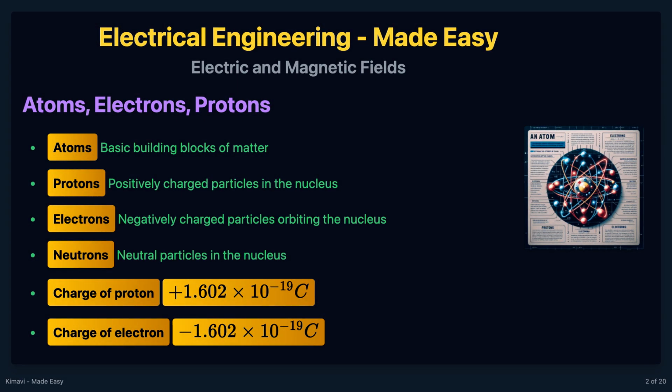They consist of a nucleus containing protons and neutrons, surrounded by electrons. Protons are positively charged particles found in the nucleus, while electrons are negatively charged particles that orbit the nucleus. Neutrons are neutral particles found in the nucleus. The charge of a proton is approximately positive 1.602 times 10 to the power of negative 19 coulombs, while the charge of an electron is approximately negative 1.602 times 10 to the power of negative 19 coulombs.